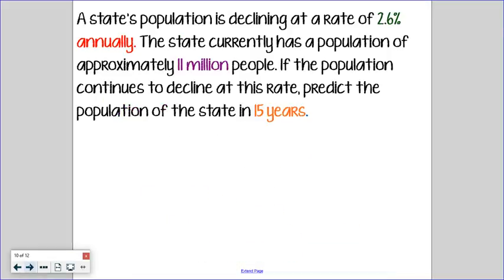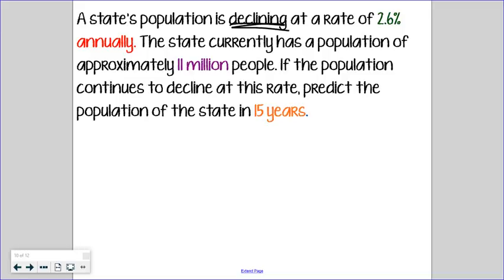Okay, so moving on to a couple examples here of non-financial exponential growth or decay. A lot of times it'll talk about population or like growth of bacteria, things like that. A state's population is declining, so that's a key word for us in this one, declining at a rate of 2.6% annually. The state currently has a population of approximately 11 million people. If the population continues to decline at this rate, predict the population of the state in 15 years. It said annually, it did not say continuously. That tells me we're using this formula right here.